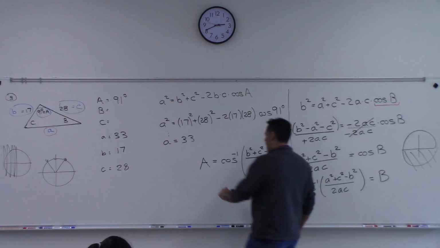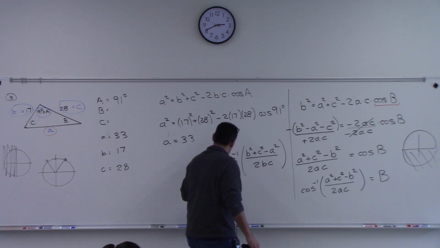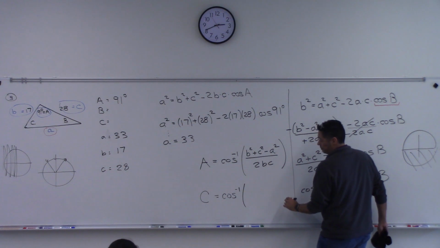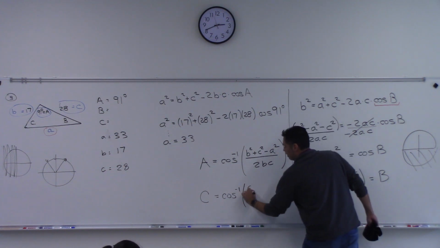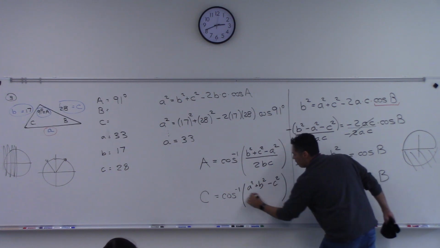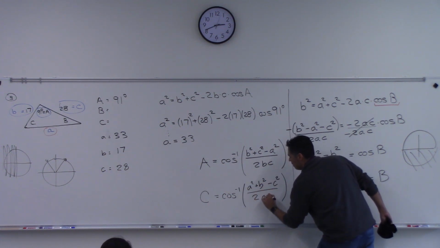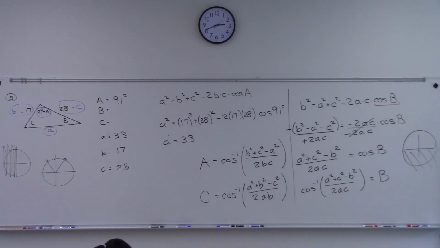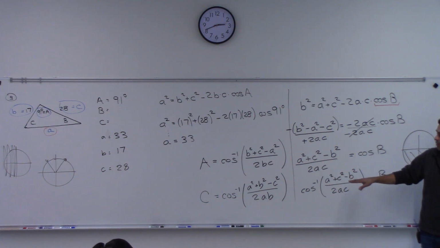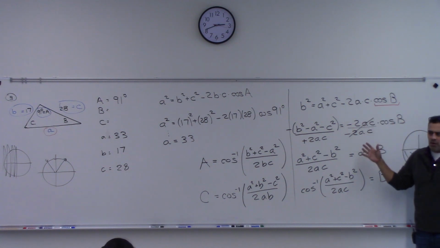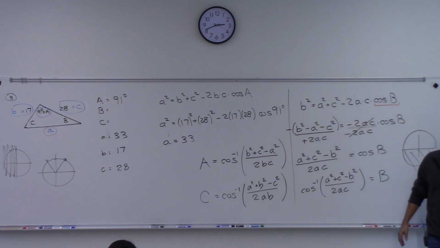And then the formula for capital C is going to be A squared plus B squared minus C squared over 2AB. Those are the three formulas for capital A, capital B, and capital C. You could figure out all of these formulas the same way I did this one, right? You could do that on your own. I'm not going to go through that for each one.